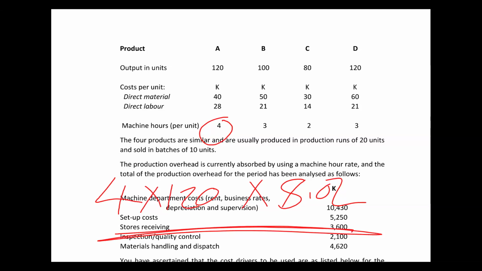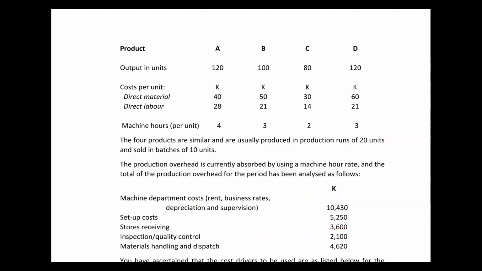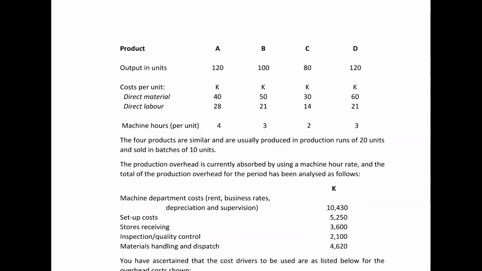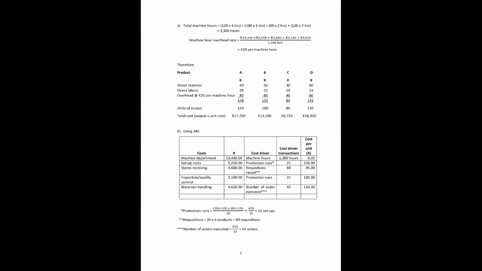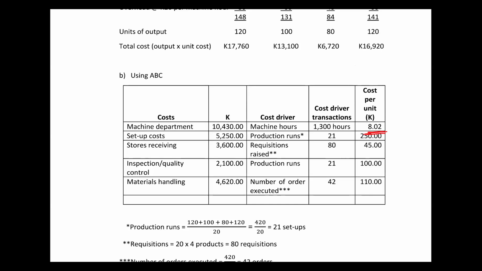When you come to B as well, you say 3 times the number of units. It will give you 300 machine hours to produce B. Then for C, 2 hours times 80 units, 160 hours. And just like that, you go on to D. So this will give you the total number of hours for each product. Now, those total hours, multiply them by the cost per unit, and the cost per unit is 80.02. That's what we have established, 80.02, for machine setup.